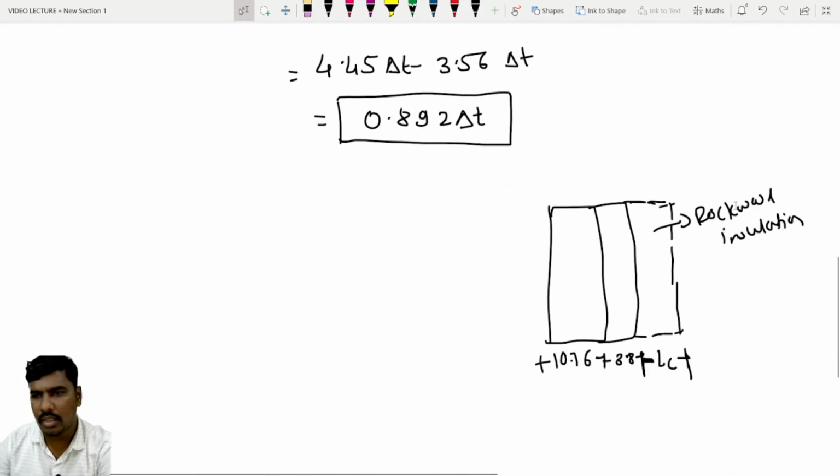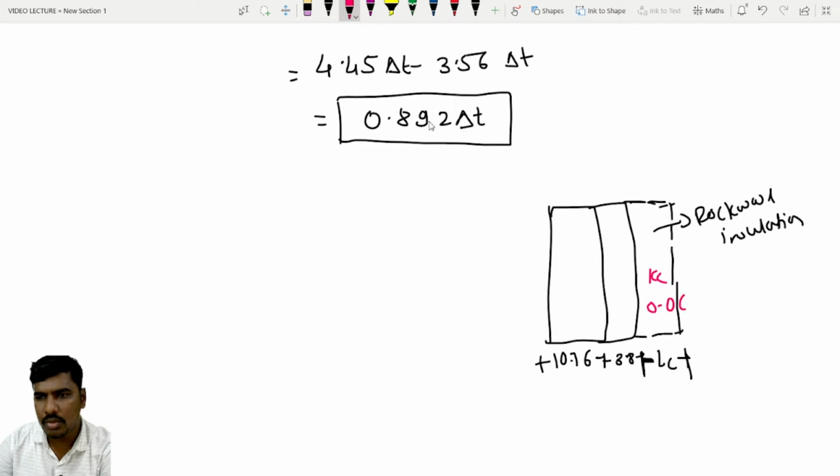So 0.063 is the thermal conductivity here, so this Kc is 0.063. We know the value of Ka as well as Kb. Ka is 0.7 and Kb is 0.48. So these are the values Ka, Kb, Kc. Now the only required heat transfer is 0.8928.